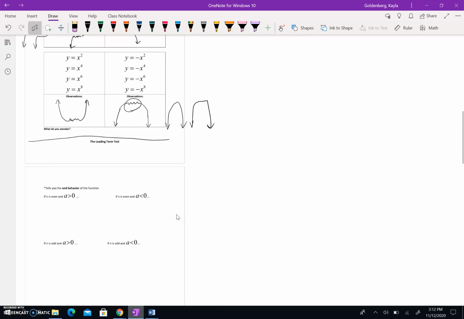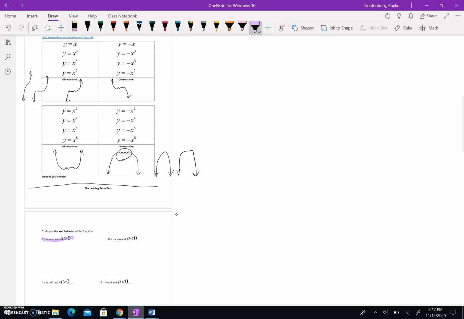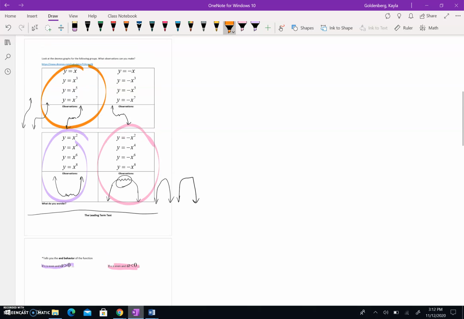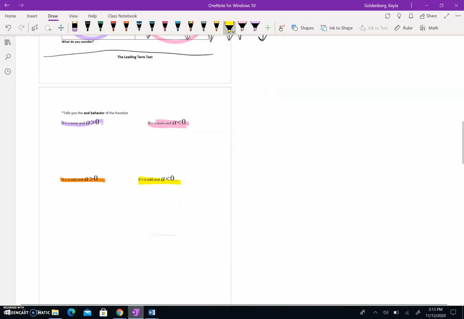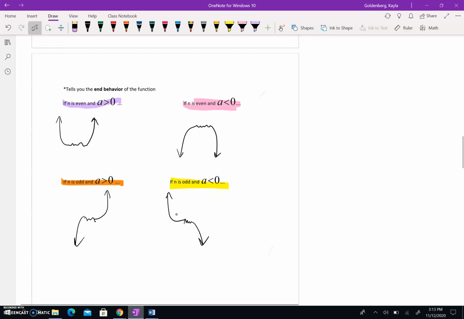This leads us to something called the leading term test, right? So if I color code, n is even, a is positive, that means an even power with a positive coefficient. N is even, a is negative, even power, negative coefficient. This is going to be odd power, positive coefficient, just to color code them so you can see. And then the last one. Okay, so what I'm going to do here is redraw my general shapes that we were seeing real quick. Right, general shapes. Okay, and so these are general shapes or end behavior.